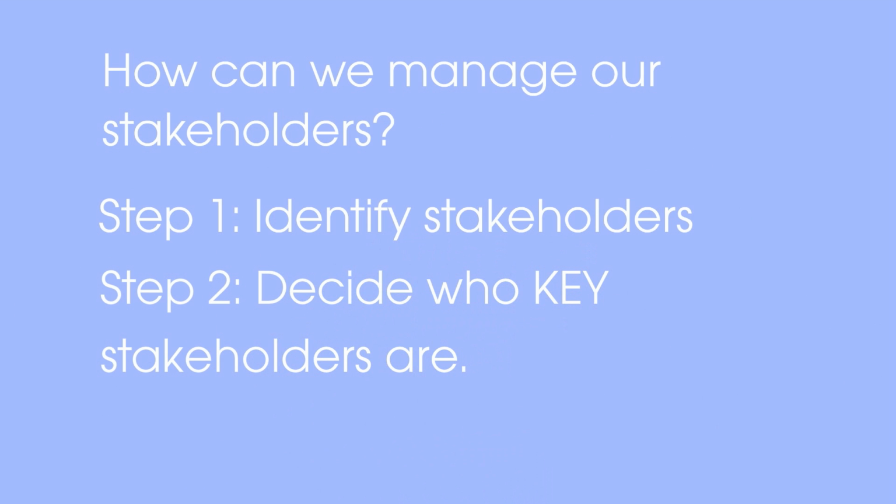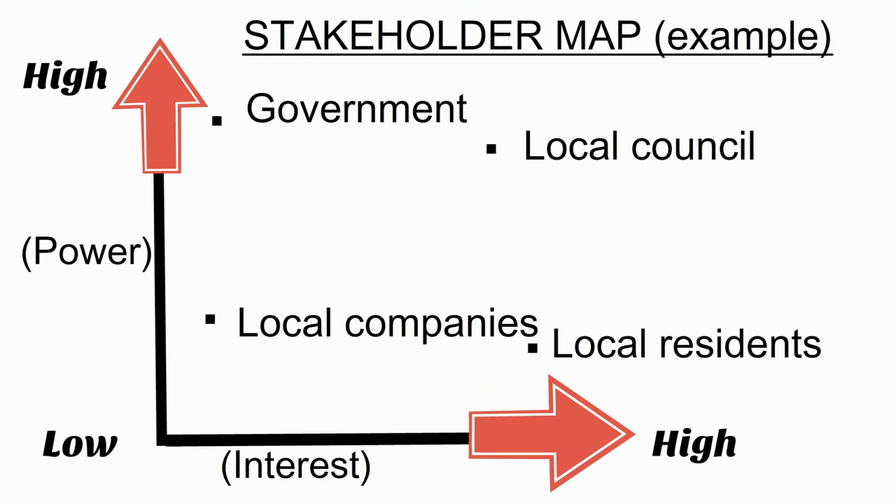A simple grid called a stakeholder map can be used to help show this. A stakeholder map is a visual way of showing how your stakeholders are classified in relation to their power and their interest in what you are doing. The vertical dimension shows the amount of power that a stakeholder has. The horizontal dimension shows how much interest that stakeholder has.